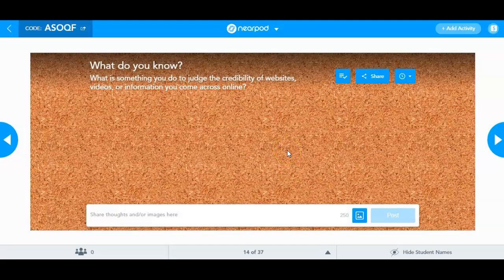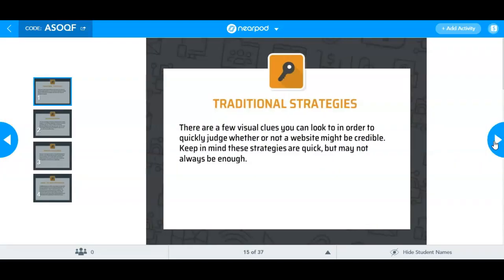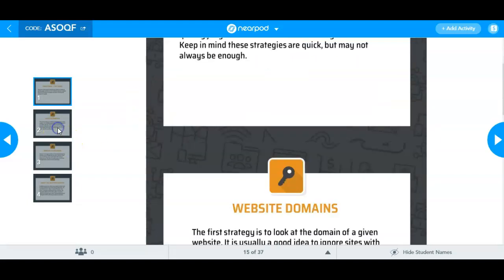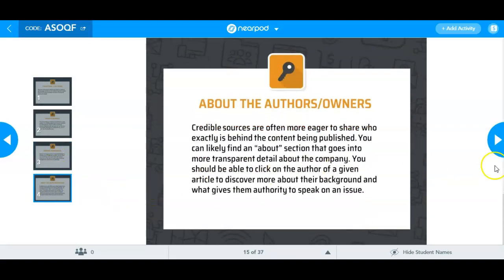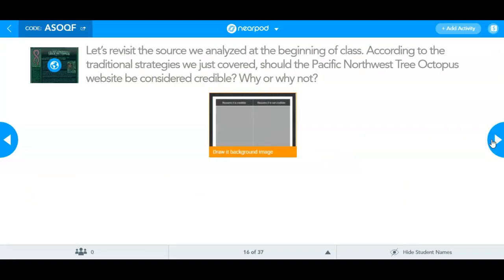Then they will collaborate on and share thoughts on what is credibility of websites, what they think, and what they have already been able to experience with credibility of websites. Then we'll go through a few more vocabulary. Pertaining to the previous source, they will be asked to complete an activity.